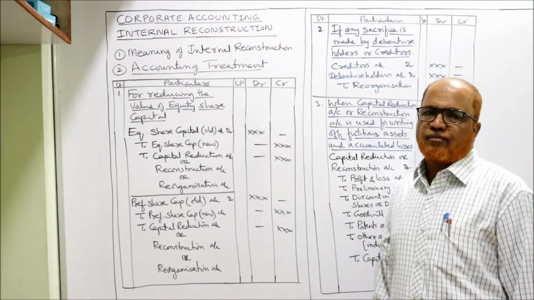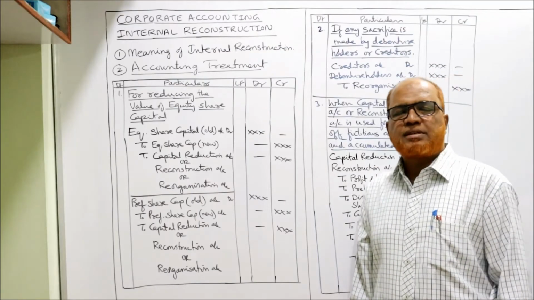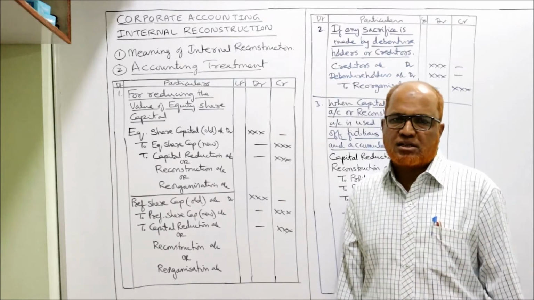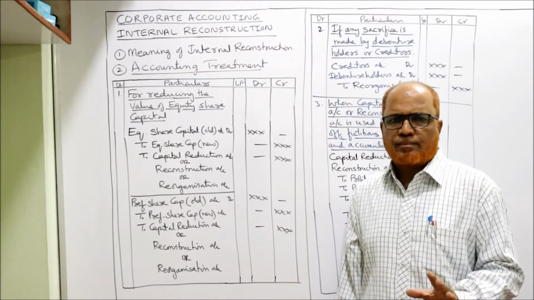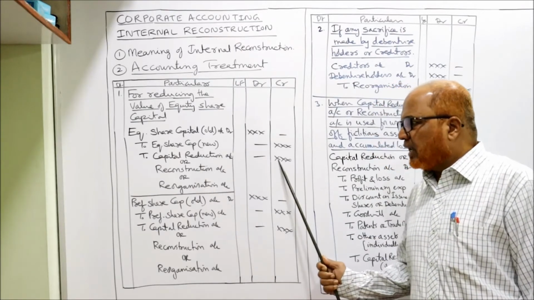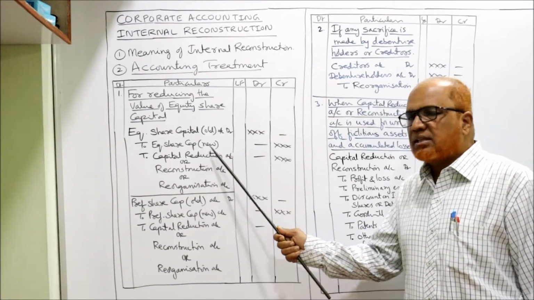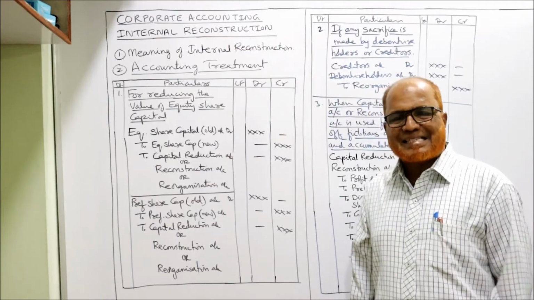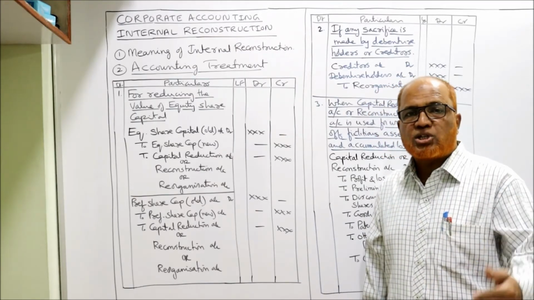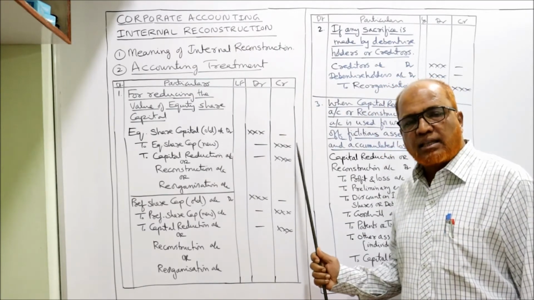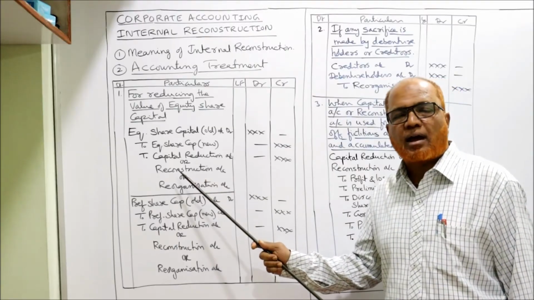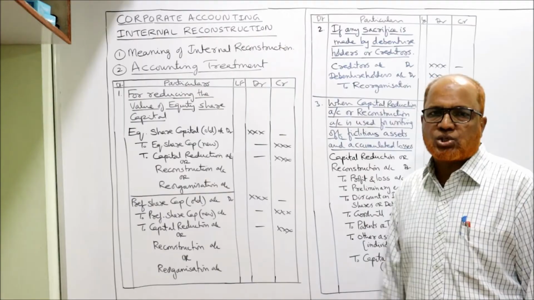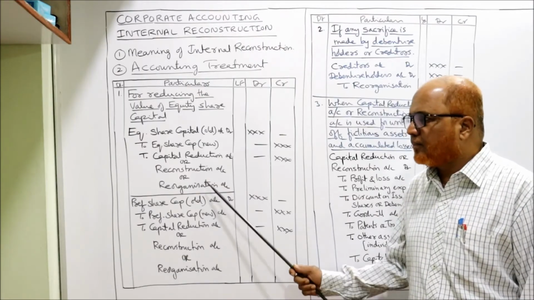Any name you can give. In some problems it will be said as capital reduction or reconstruction or reorganization. Any one of the names we can use. So remaining 40 lakh rupees. By passing this entry, what will happen? The old equity share capital will get cancelled and the new equity share capital has arisen, and the balance is transferred to a new account called capital reduction account or reconstruction account or reorganization account.